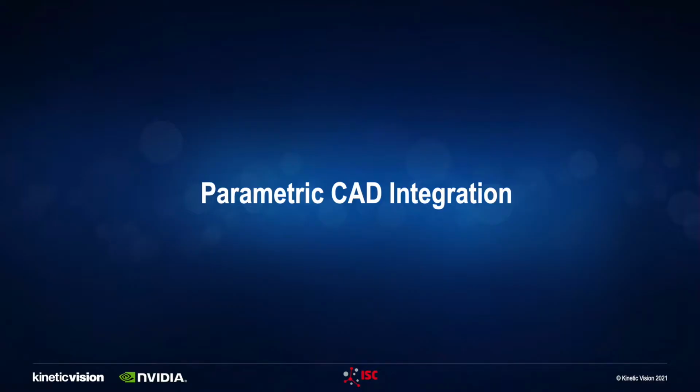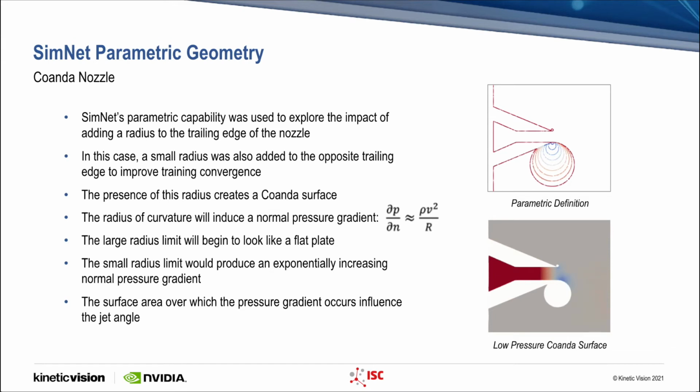All right, I'm going to talk a little bit about how we took these results and integrated them back into CAD with SolidWorks. If we look at how we defined the parametric geometry for SimNet, you can see that we added a radius to both trailing edges, and then we took advantage of one of the trailing edges to change that radius as part of our parametric study.